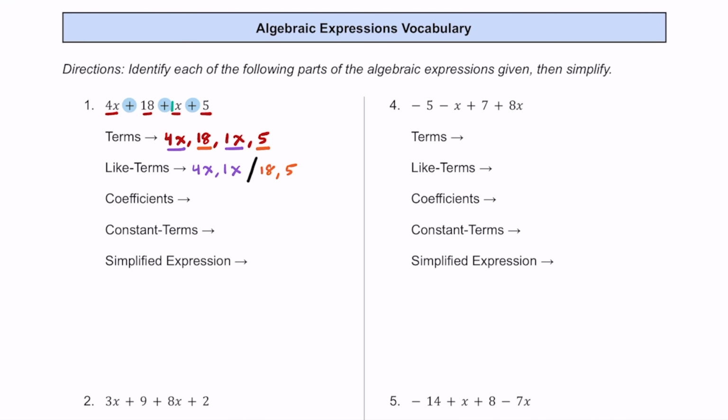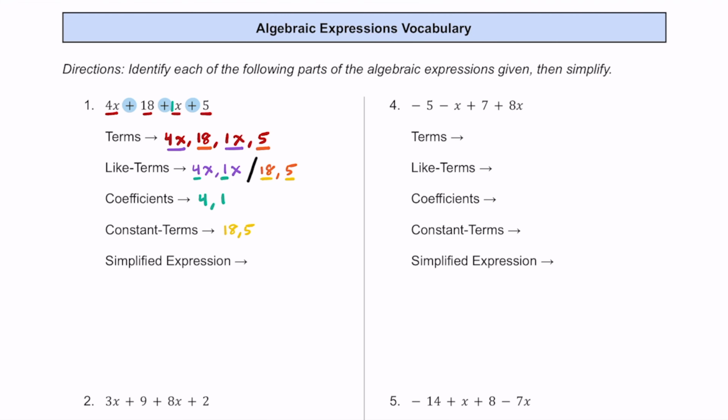Next, we have coefficients. Coefficients are just numbers that multiply by a variable. If we take a look at this 4 in the 4x and this 1 in the 1x, those are our coefficients. So we have a 4 and we have a 1. Next, we have these things called constant terms. Constant terms are just our regular numbers. So we have 18 and 5. Those are our constant terms. Constants are just terms that don't change. They constantly stay the same.